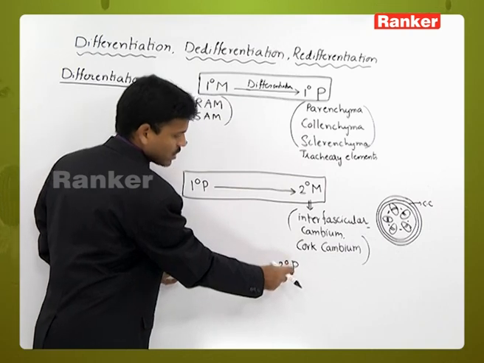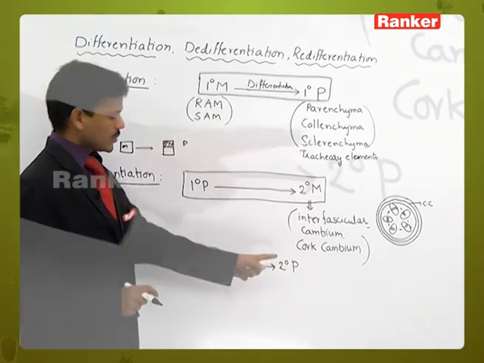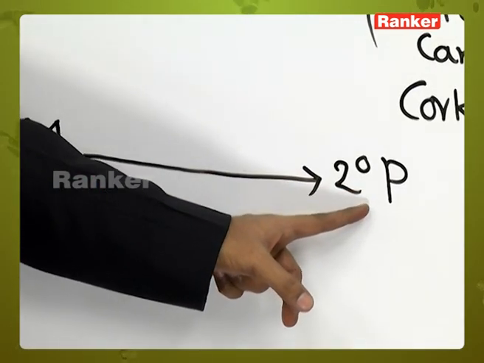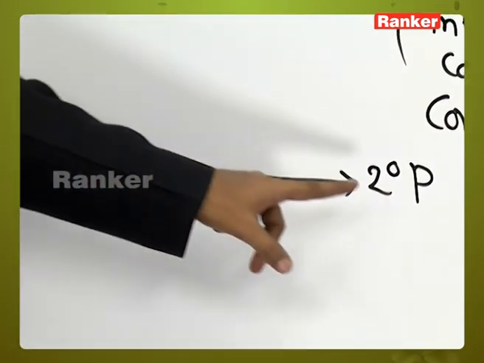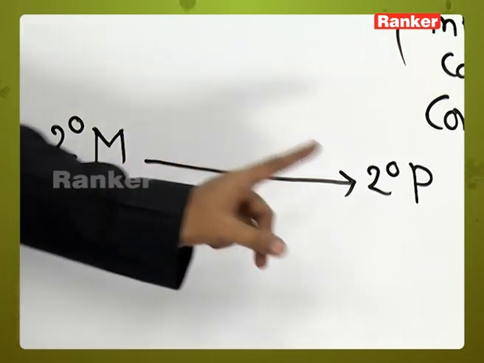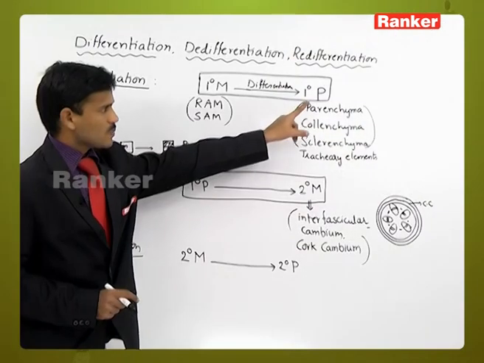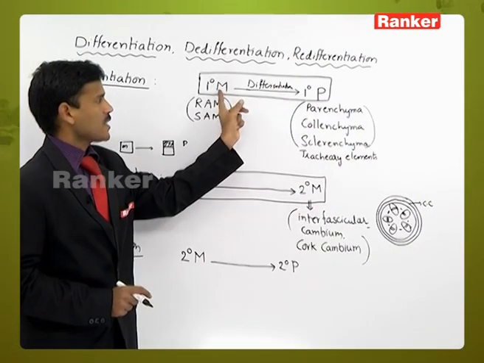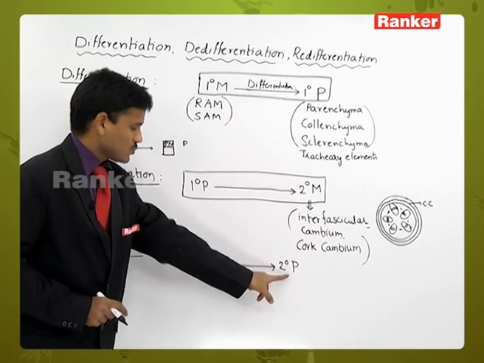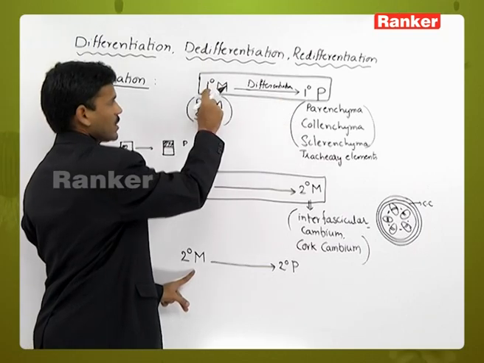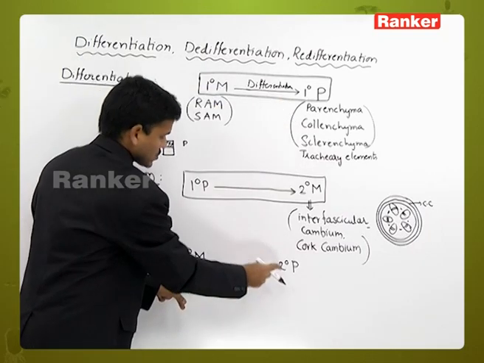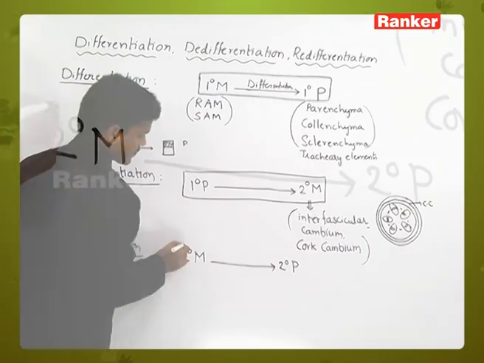These cells do not have the ability to divide. They have lost the capacity to divide. So that's why it is secondary permanent, produced from the secondary meristem. That's why it is called secondary permanent tissue. Here also permanent tissue from meristematic tissue. Primary permanent tissue is from primary meristem. Secondary permanent tissue is from secondary meristem.